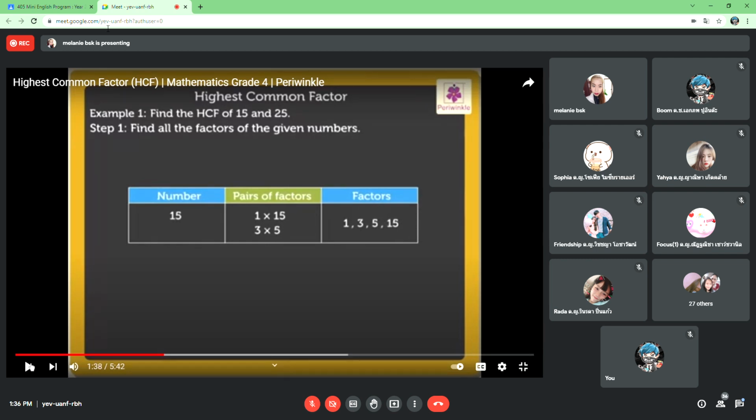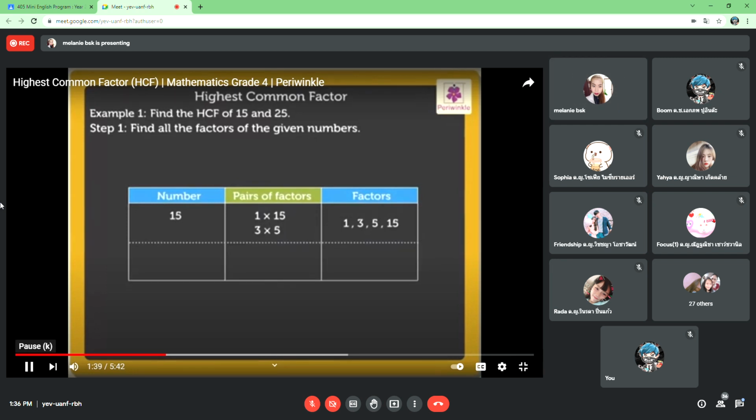Thus, the factors of 15 are 1, 3, 5, and 15. 1 times 15 is equal to 15. 3 times 5 is equal to 15. So those are the factors of 15.